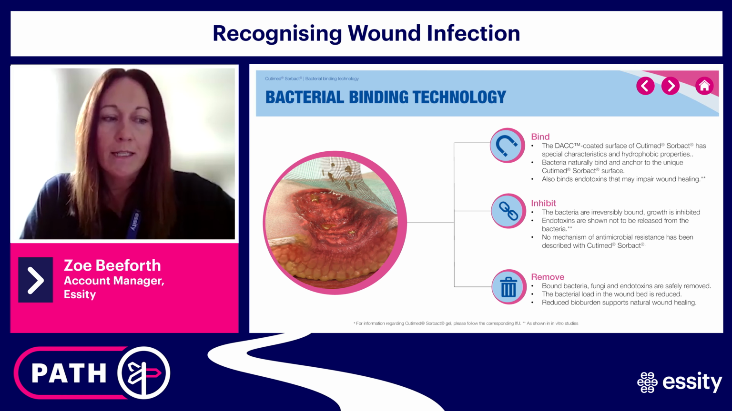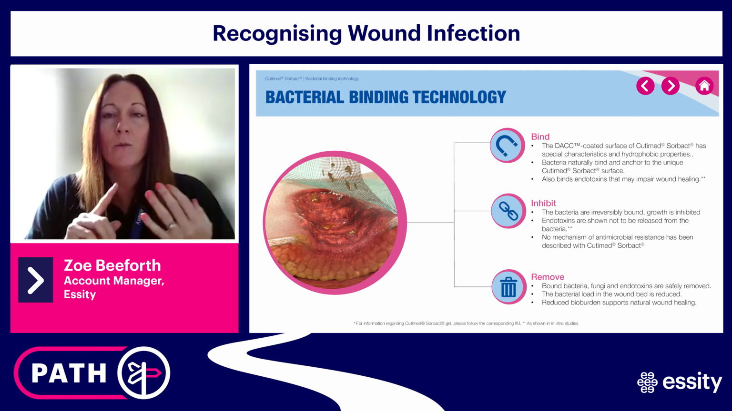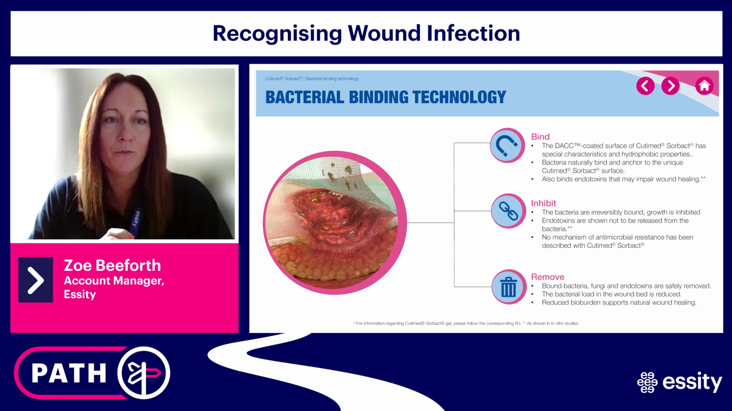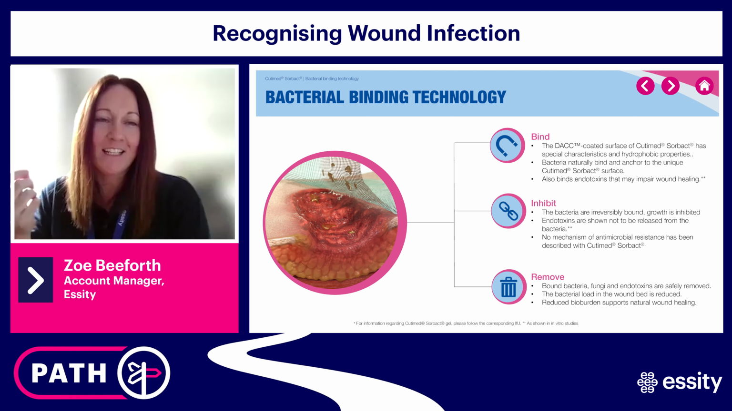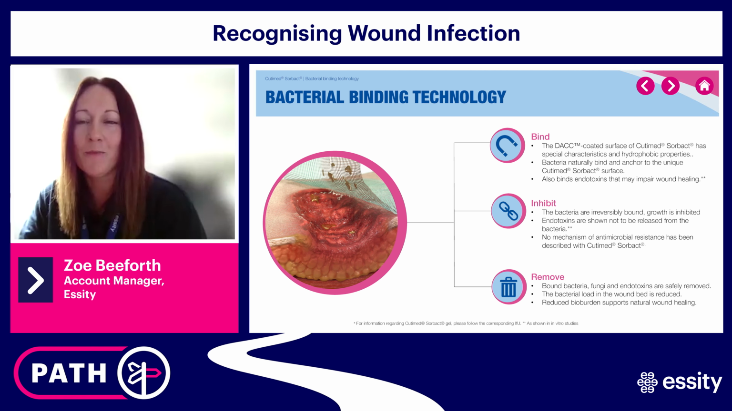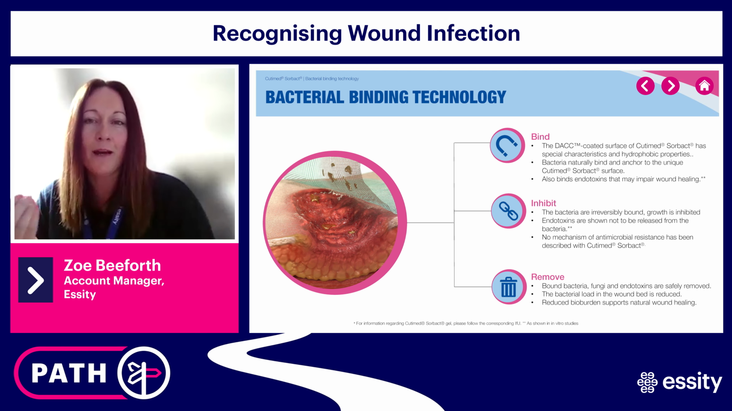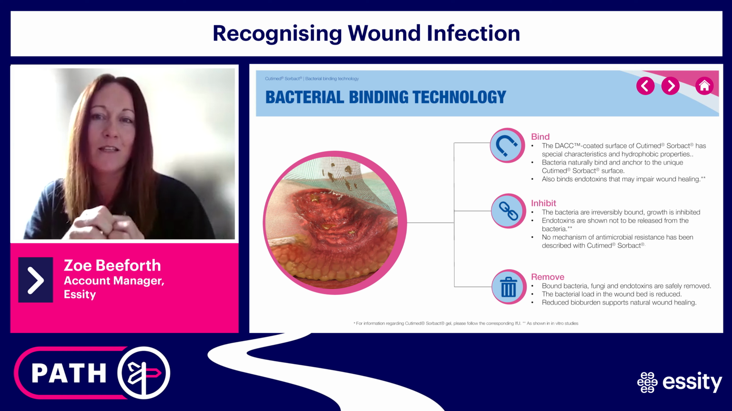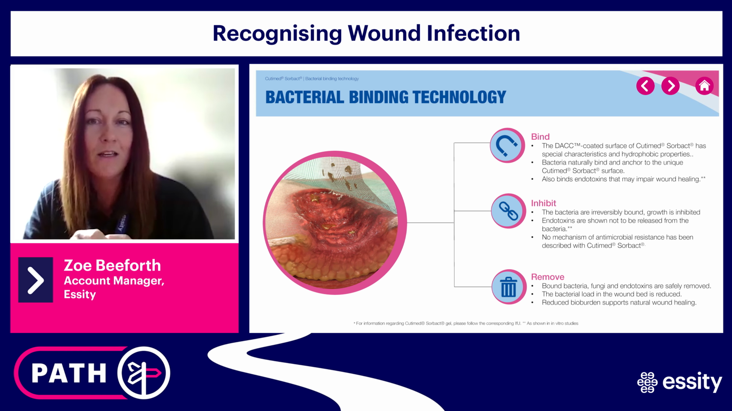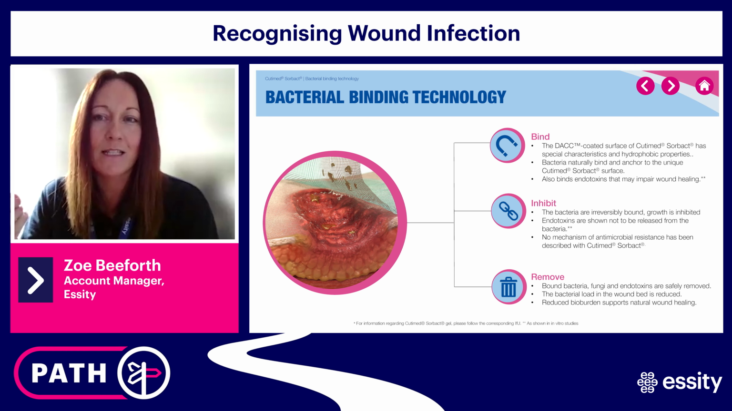So Cutamed Sorbact is safe, simple and effective infection management. It's a topical dressing of choice and it works in 3 distinct ways. So it binds, inhibits and removes. So bind, all of our dressings have a DACC coated surface. So all Cutamed Sorbact dressings have the DACC coated onto their surface. This has quite special characteristics and hydrophobic properties. The bacteria naturally binds and anchors to this unique Cutamed Sorbact surface, and also this binds endotoxins that may impair wound healing.